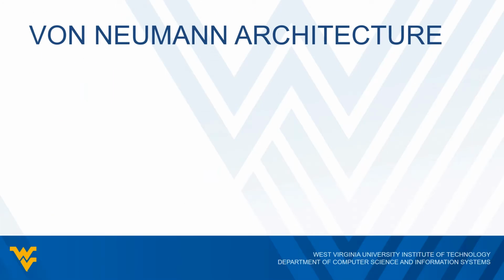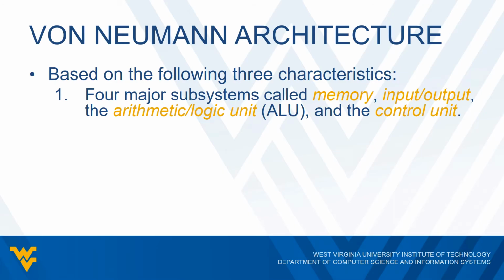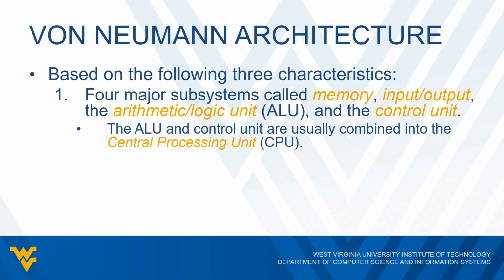The von Neumann architecture is based on the following three characteristics. The first one is that we have four major subsystems, and we call these the memory, the input-output, the arithmetic or logic unit, also known as the ALU, and the control unit. It's worth noting that the ALU and the control unit are often bundled together in what we call the central processing unit, or the CPU.